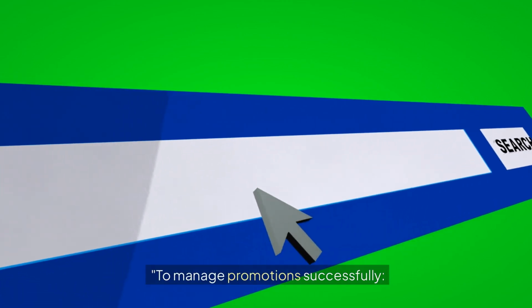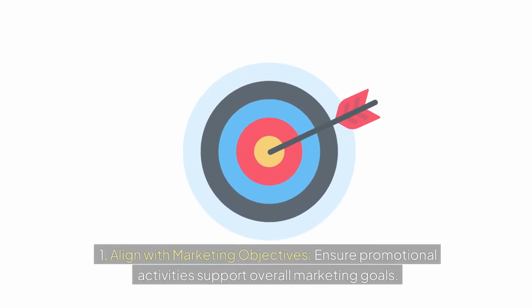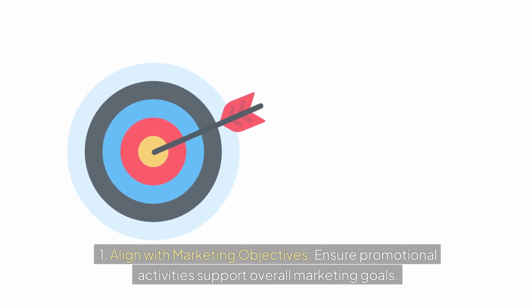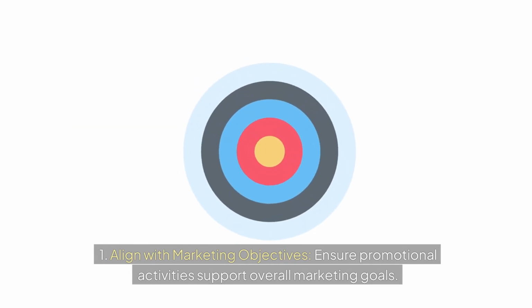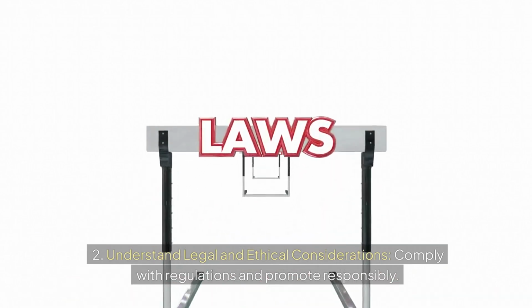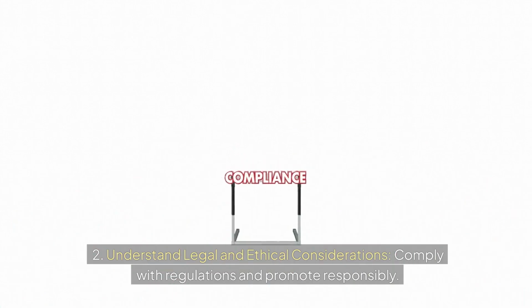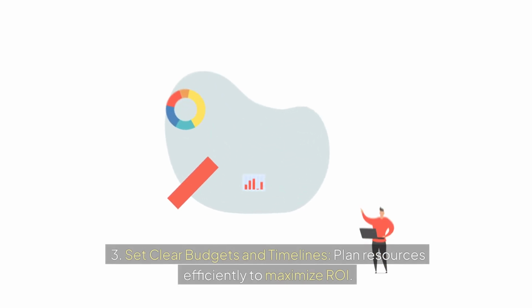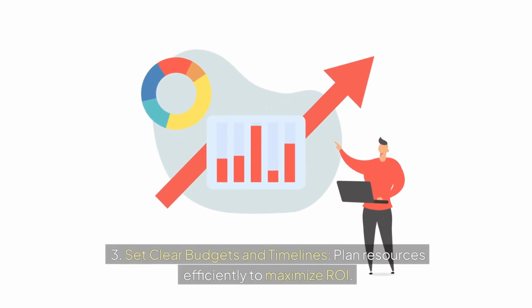To manage promotions successfully: 1. Align with marketing objectives. Ensure promotional activities support overall marketing goals. 2. Understand legal and ethical considerations. Comply with regulations and promote responsibly. 3. Set clear budgets and timelines. Plan resources efficiently to maximize ROI.